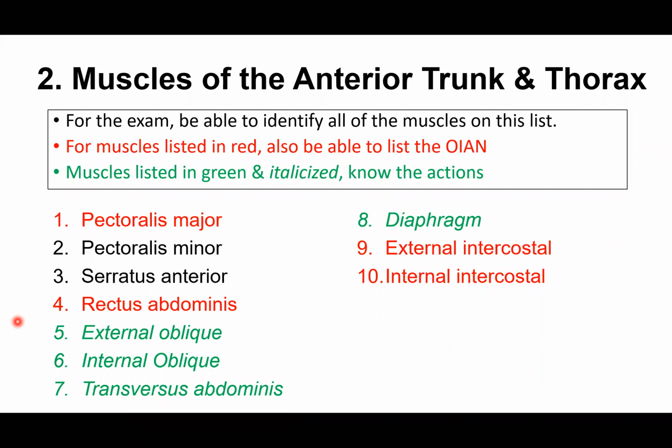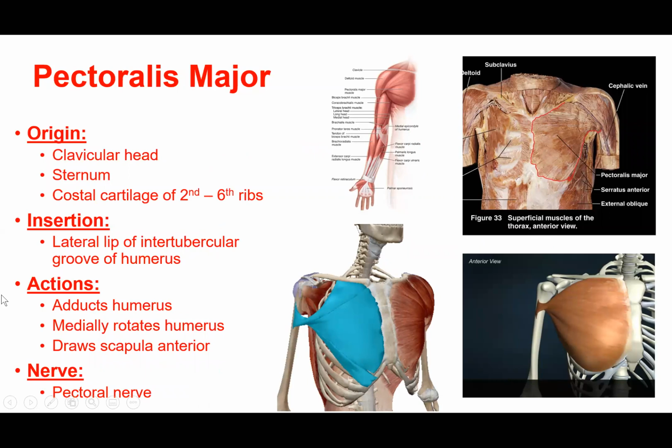For the muscles listed in red, just like with the last muscles that we were just talking about, you'll be asked to know the origin, insertion, action, innervation. And then for these muscles that are listed in green that are italicized, I just want you to know the actions. So let's take a look. We're going to start here with pec major.